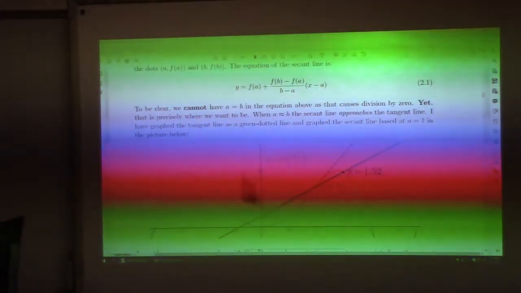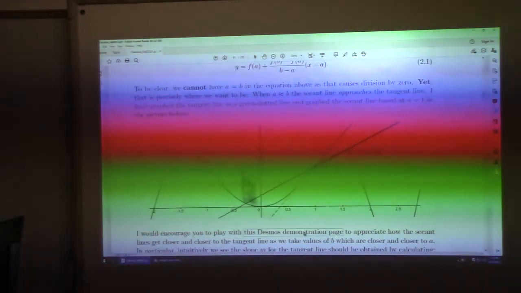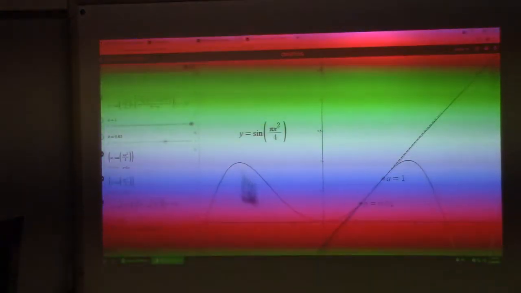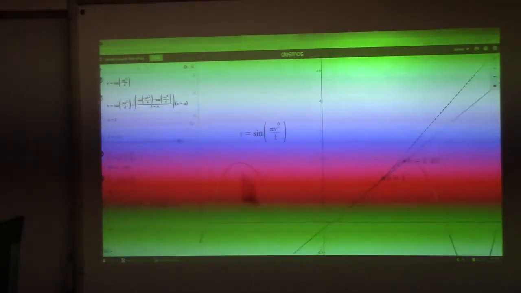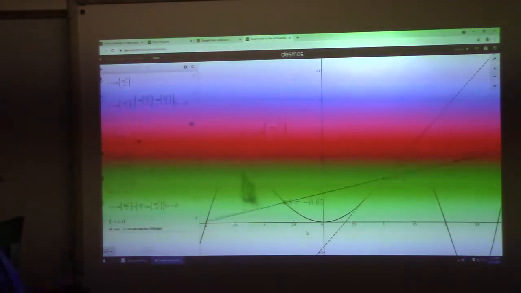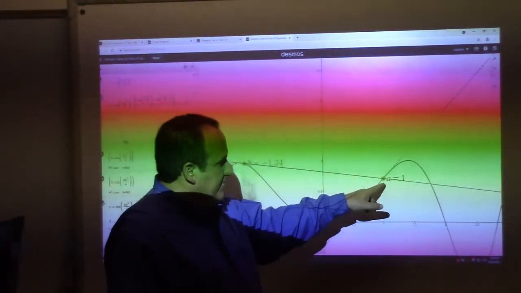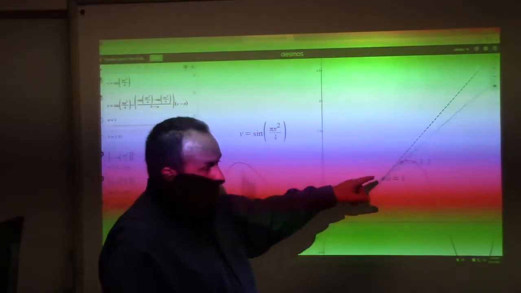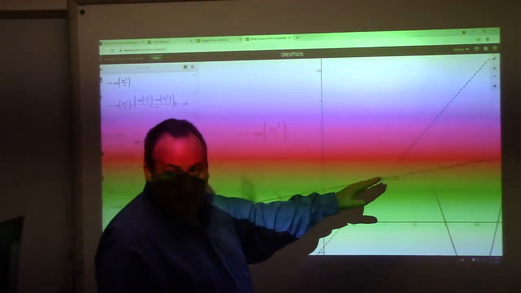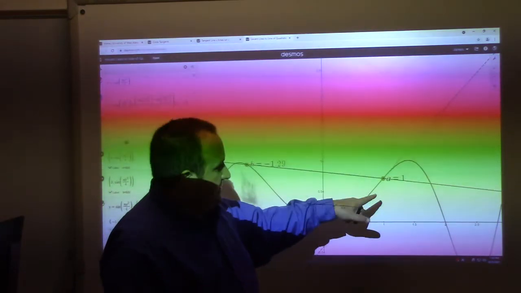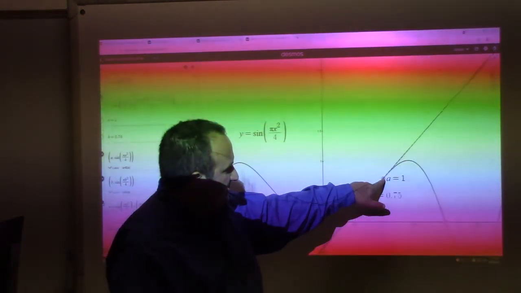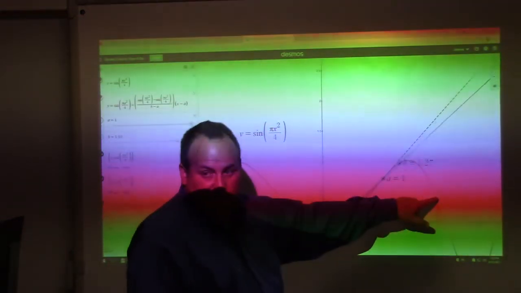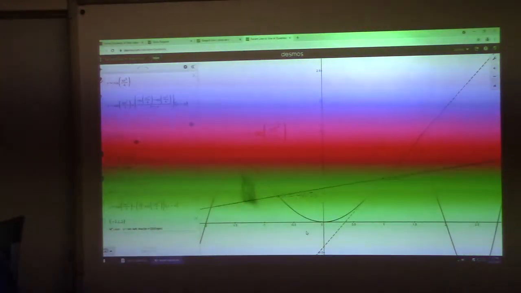Here's a picture of a secant line. I'll look at the demonstration page because that brings it alive more. All right, so let me explain what we're looking at. I'm looking at the point of tangency being A at 1, right? What we're looking at with this blue line are secant lines. The secant line is the line that connects the point of tangency, in this case, to another point on the graph, right?